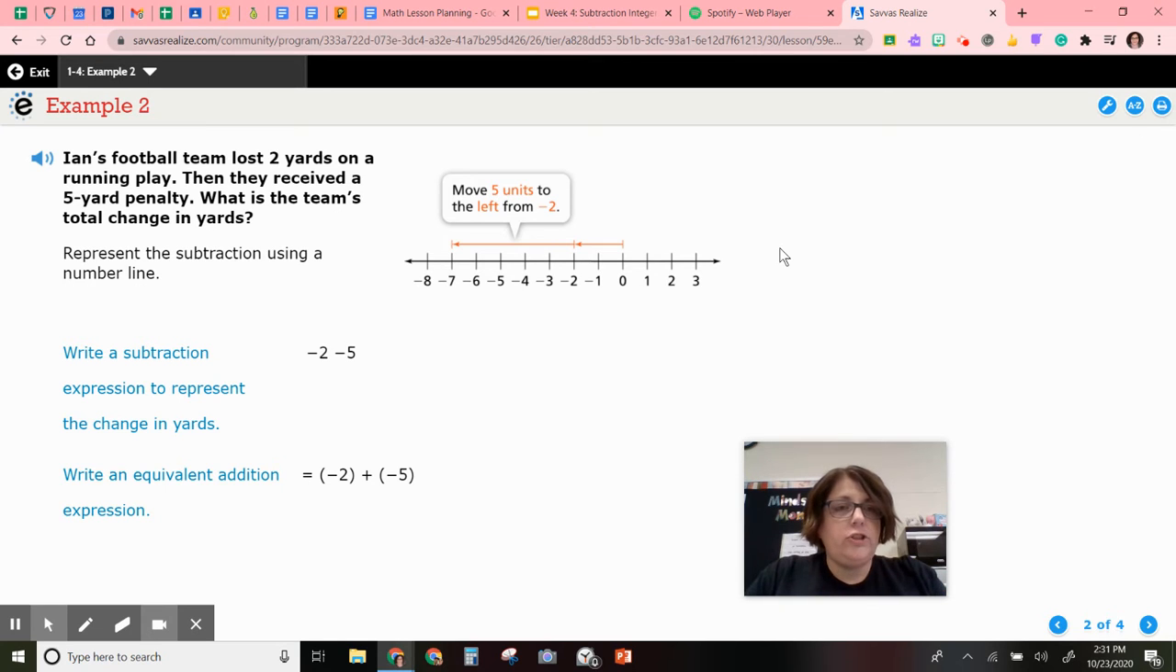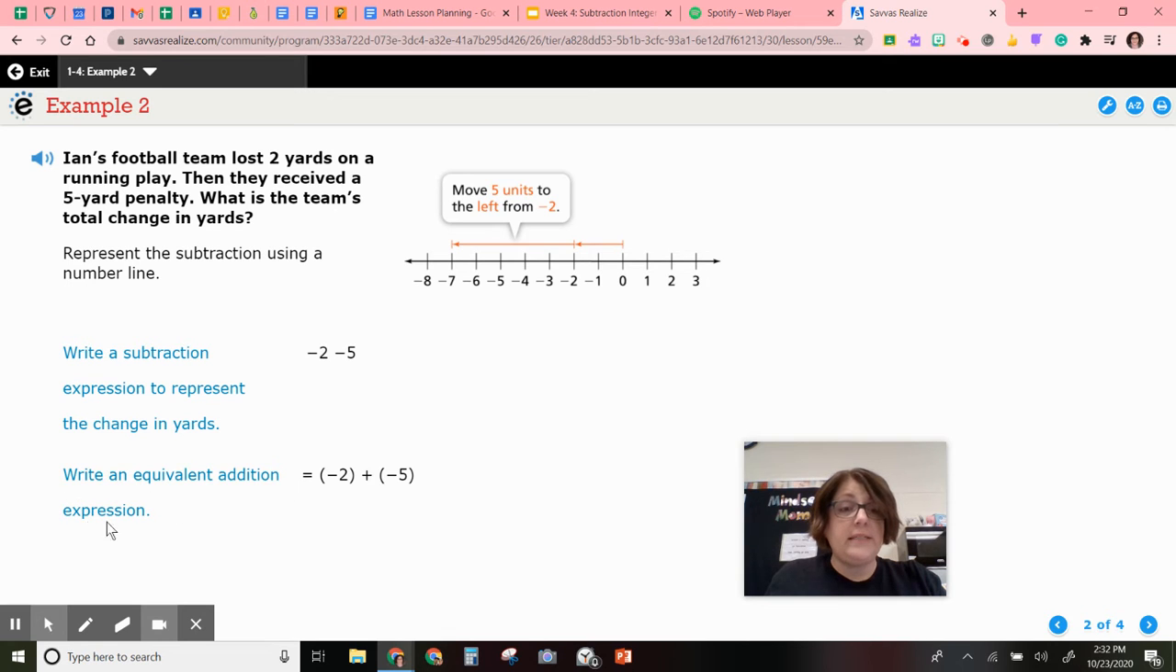We can show subtraction using a number line, but we can also write a subtraction expression, a subtraction problem to show the change in yards, okay? So we know they lost 2 yards on the running play, so that's losing 2. And then they received a 5-yard penalty, and in football, a penalty means that you're losing yards, so we lost 5 more yards. So -2 minus 5.